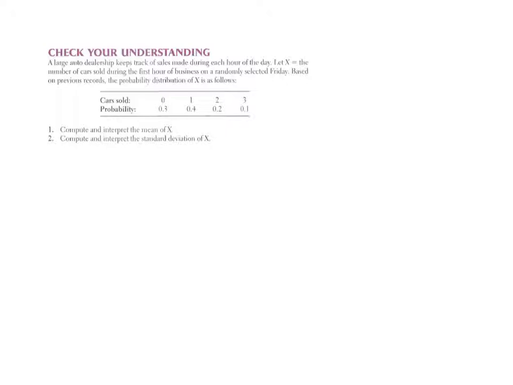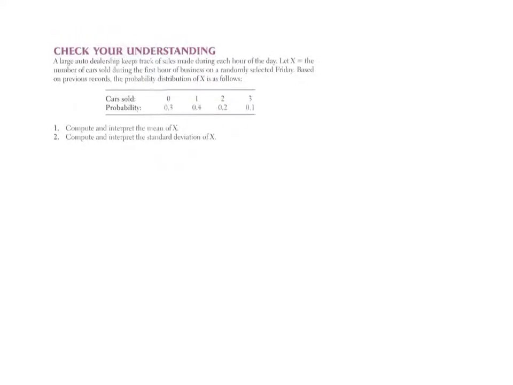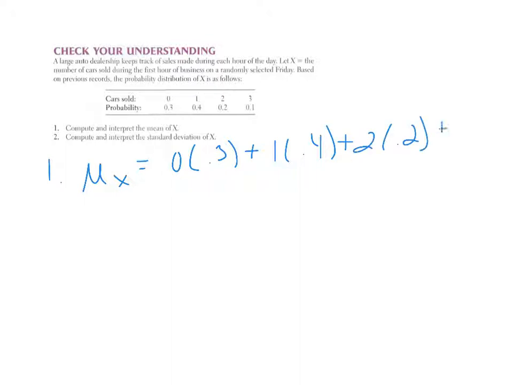So remember, when we're doing the mean of X here, to calculate that, we need to multiply each value of X times its probability, and then add them all together. Okay, and so when you do that, that should give you 1.1. So even though this is a discrete variable where you can't sell a fraction of a car, with your mean, your average, remember, you can.